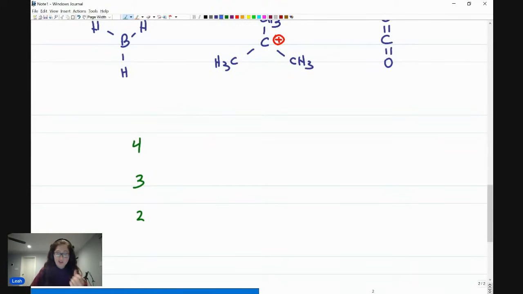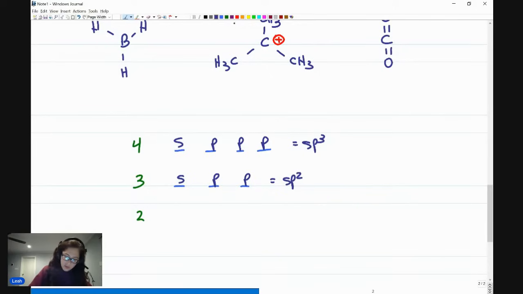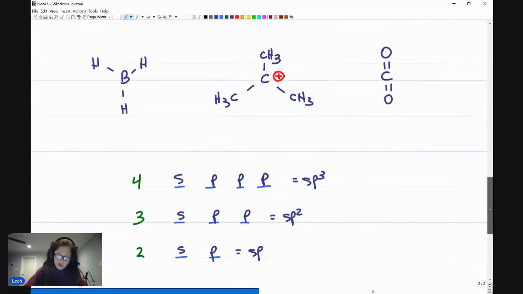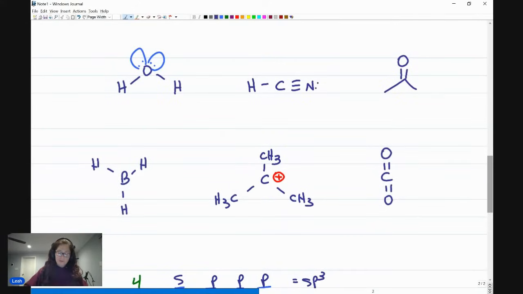You know, the counting you used to do on your fingers when you were little, that is what I want you to do here. 4, you count 1, 2, 3, 4. What does that come to? S, P1, P2, P3. That is SP3. If you're counting 3, 1, 2, 3, what does that come to on your fingers? S, P1, P2. That's SP2. And if you're counting on your fingers and you only get 1, 2, that comes to S and P. That is SP.